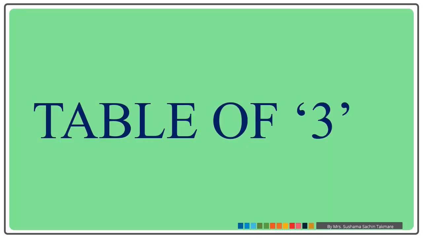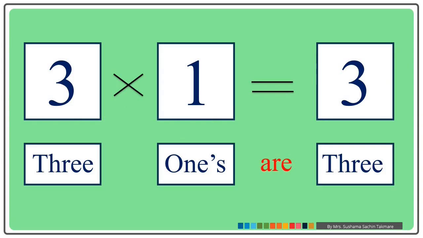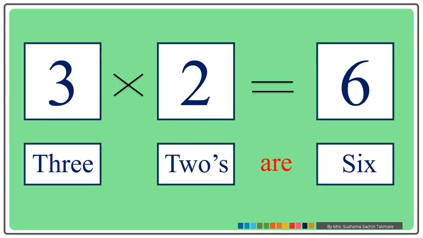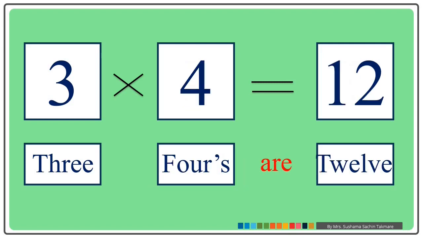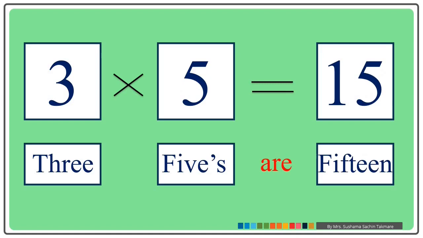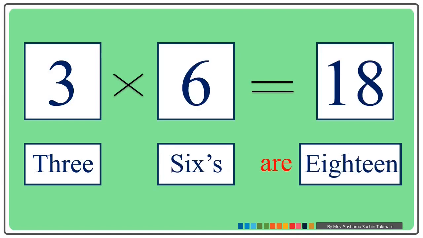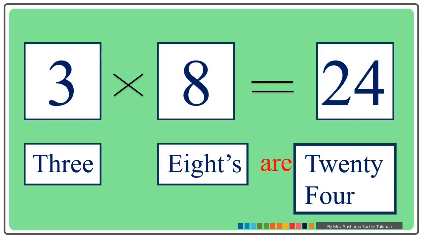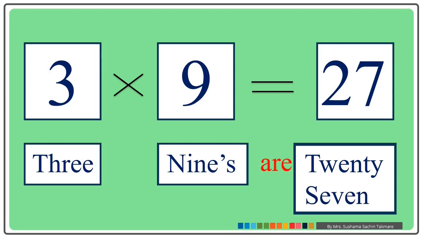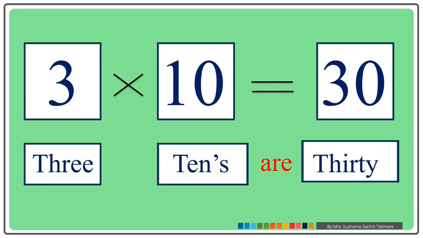Table of 3. 3 ones are 3. 3 twos are 6. 3 threes are 9. 3 fours are 12. 3 fives are 15. 3 sixes are 18. 3 sevens are 21. 3 eights are 24. 3 nines are 27. 3 tens are 30.